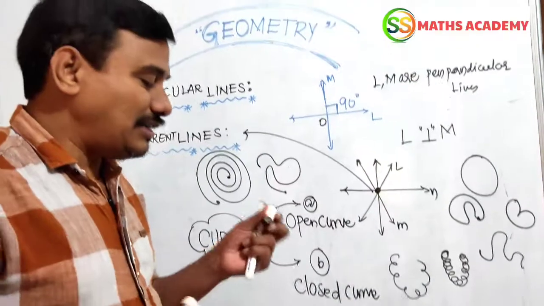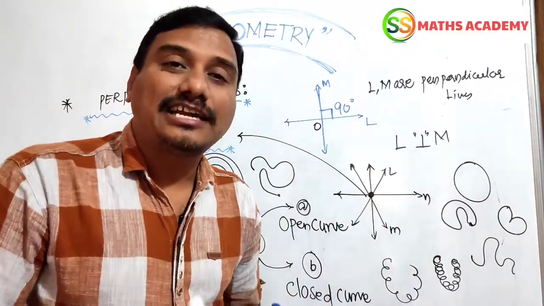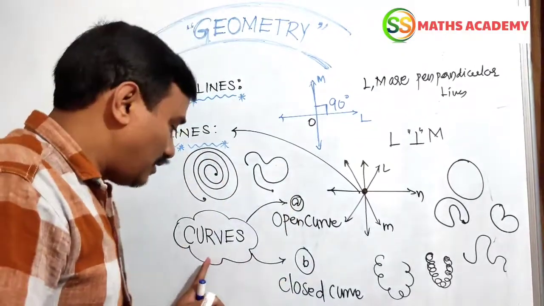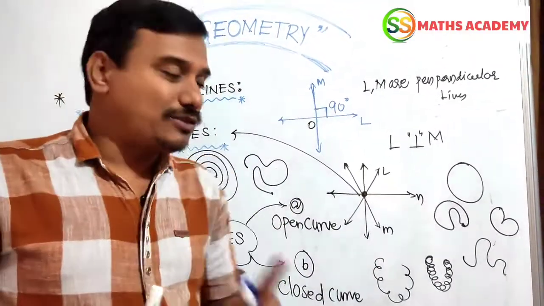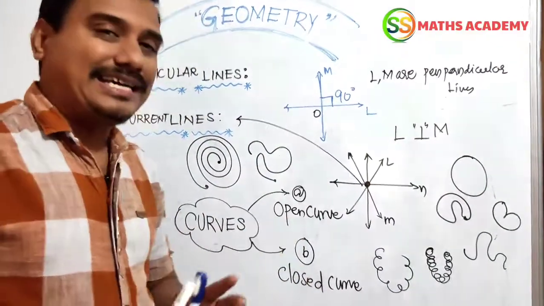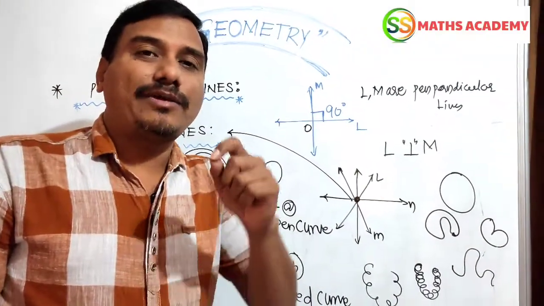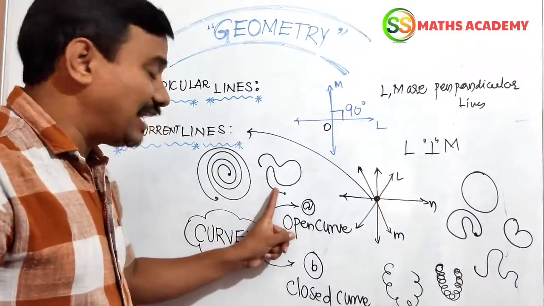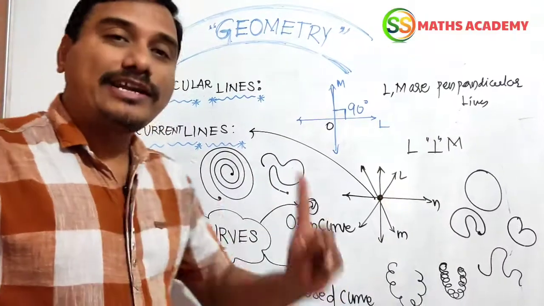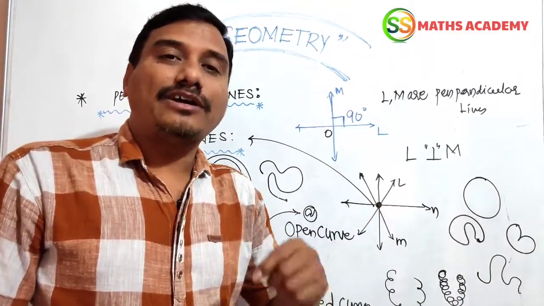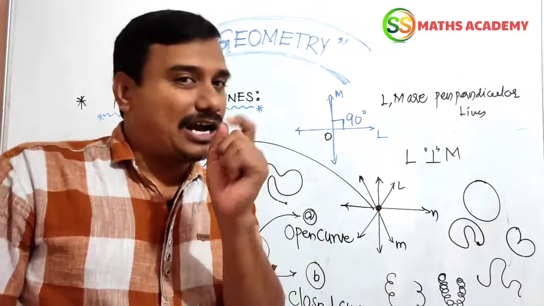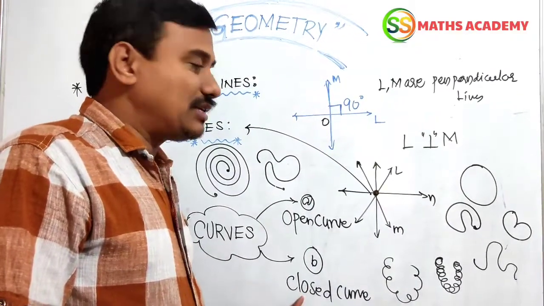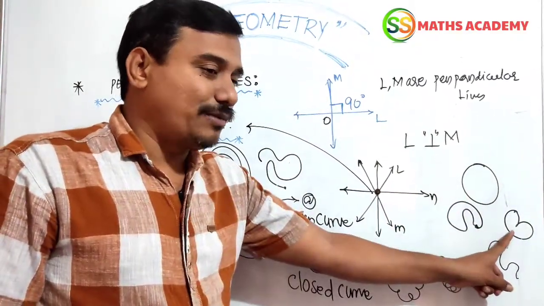A curve is nothing but a line that does not follow a straight line order. Such lines are called curves. Curves are classified into two parts, open and closed curve. In an open curve, the line does not begin and end at the same point. These are the examples. And the last one is closed curve. If a line's beginning and end have a common point, then the curve is called a closed curve. These are the examples.